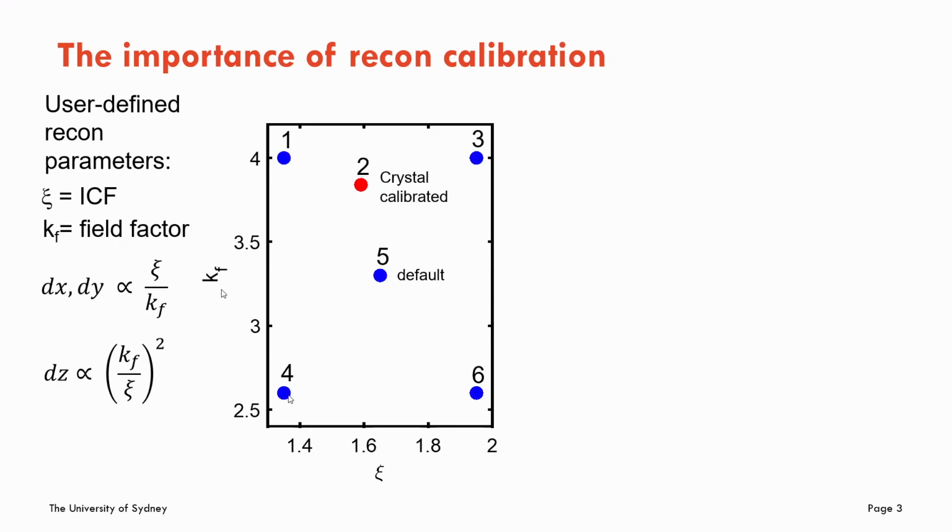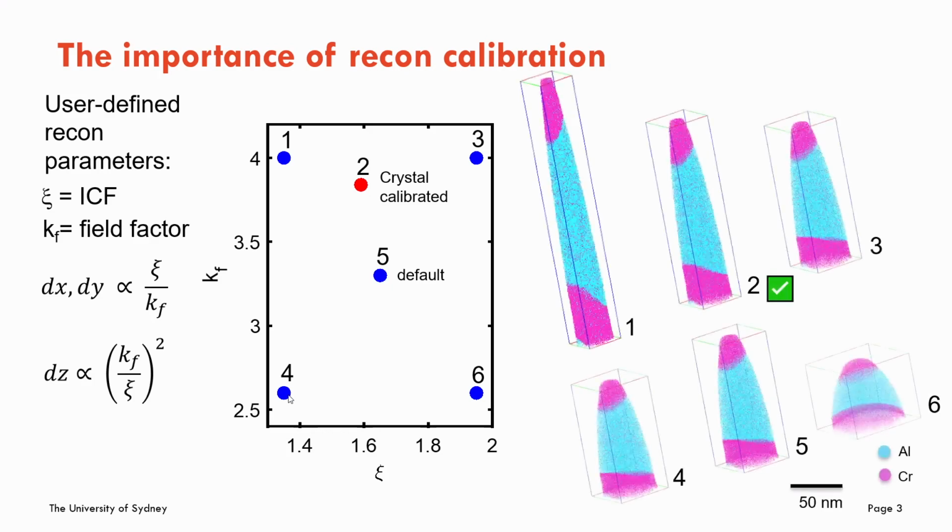But I made a matrix here of different image compression factors and field factors, and then reconstructed them all. And as you can see, they look quite different. But number 2 here is the crystallographically calibrated reconstruction, and is the more spatially correct one.